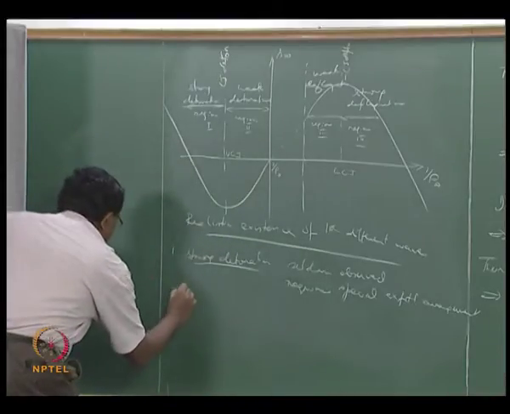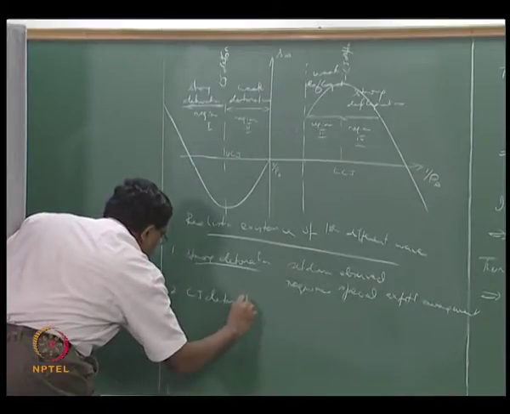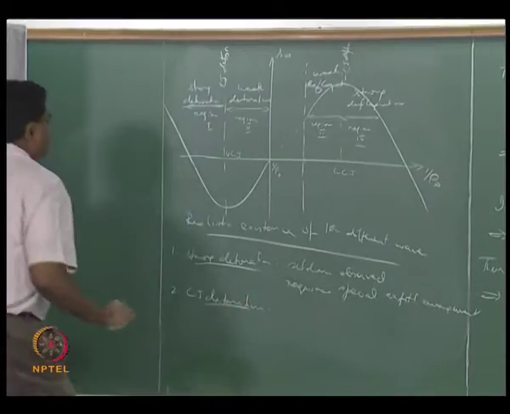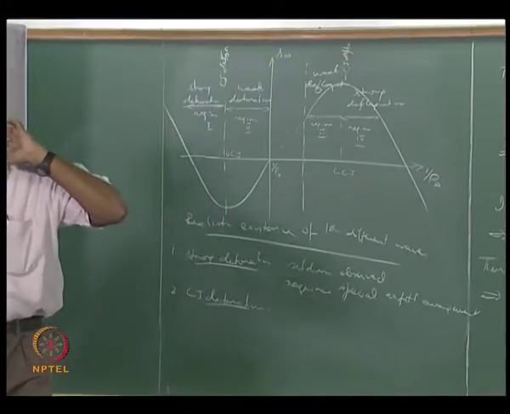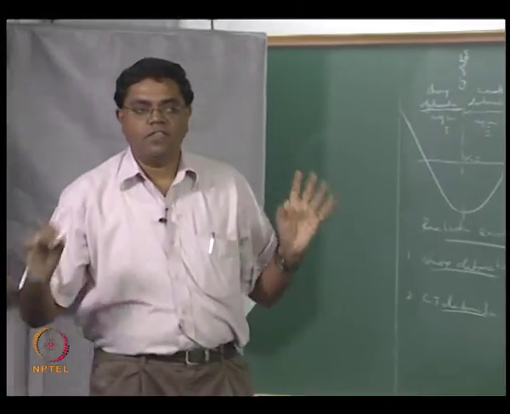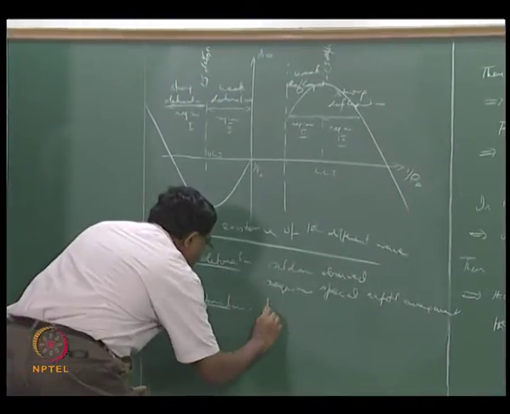Now CJ detonation on the other hand is always observed. That means whenever you have a detonation wave, there is a very high chance that it's always a CJ detonation, so always observed.